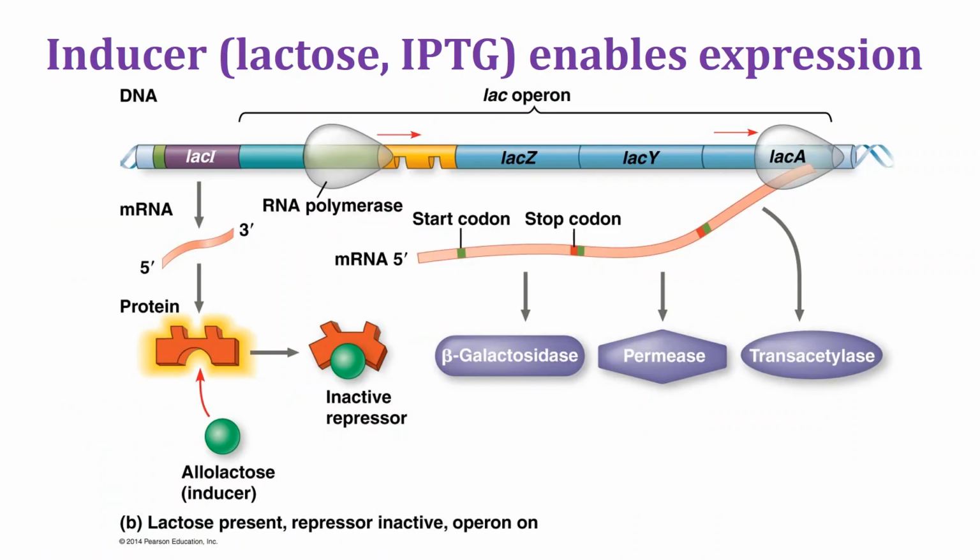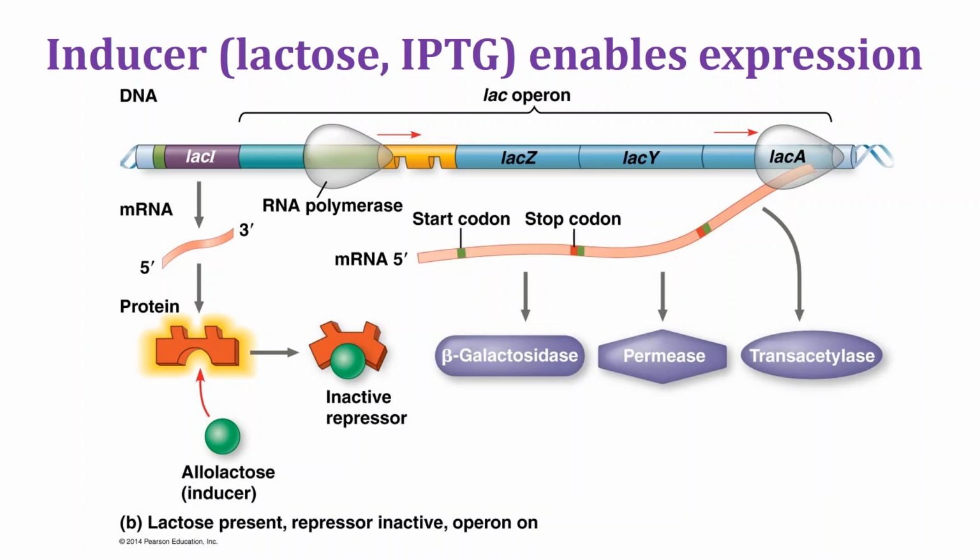However, if certain molecules are present, such as lactose or a chemical analog known as IPTG, this will bind to the LacI protein and cause it to change shape. Once it changes shape, it's inactive and no longer able to repress transcription. This is the way that repressors and promoters can work together to control the expression of an operon or a gene.